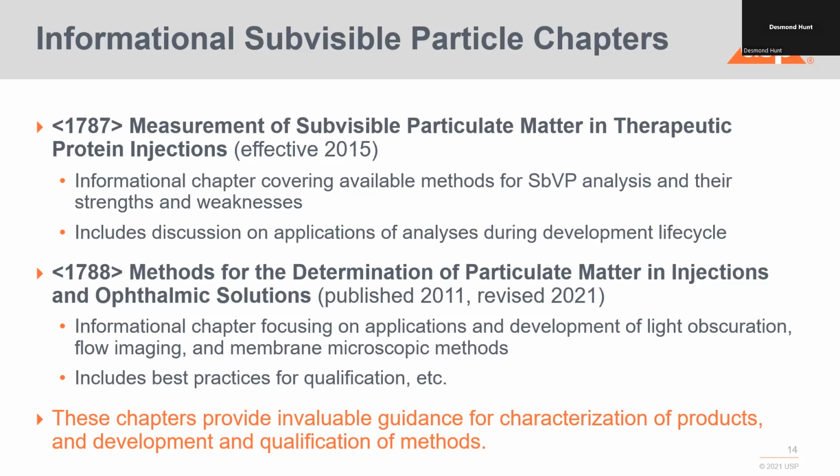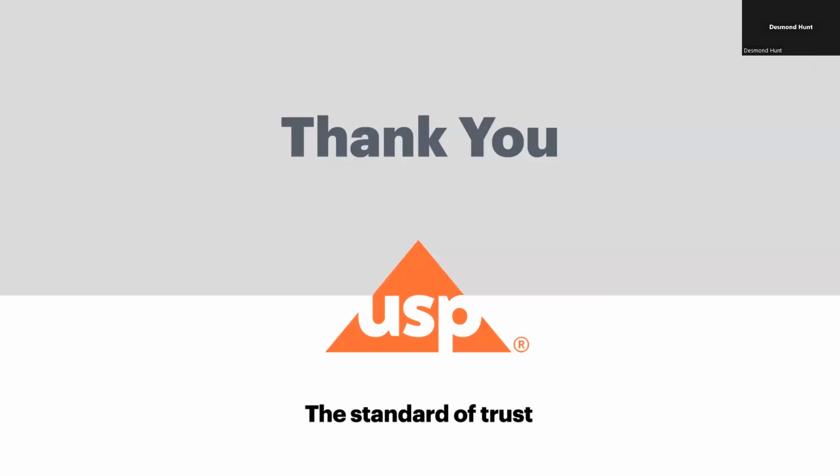And so while one definitely knows 788, hopefully you walk away understanding 787 and its role in the revision of 788, 771 and the product quality tests related to ophthalmic drug products, 789, but more importantly, that we do have two chapters above 1,000, 1787 and 1788. It's valuable guidance that can be used to help guide characterization of products and the development and qualification of methods. And with that, that ends my presentation on USP's world of particulate matter.